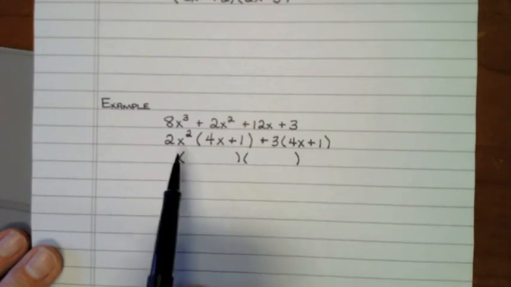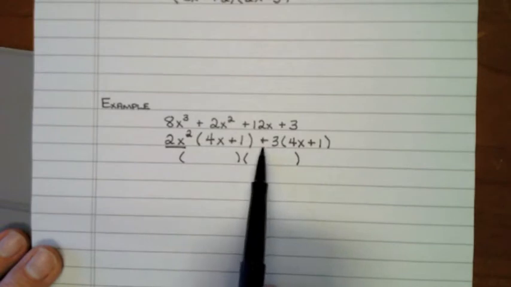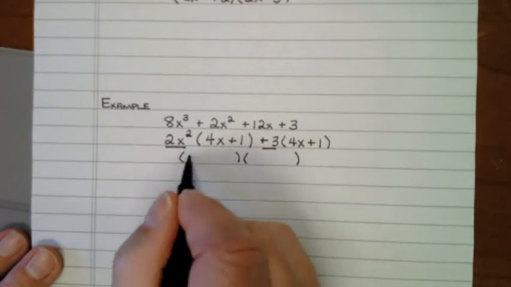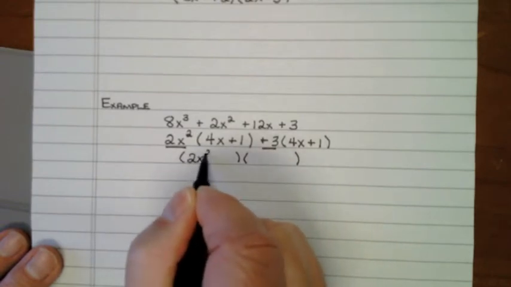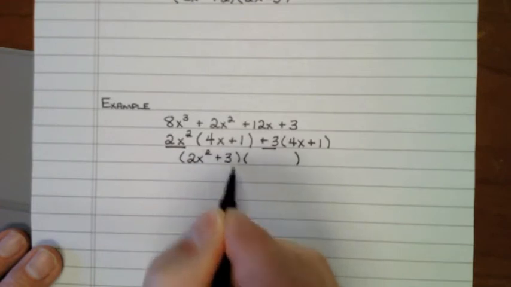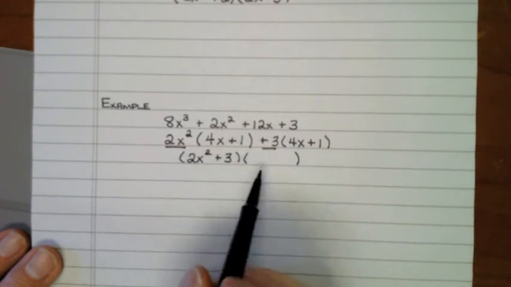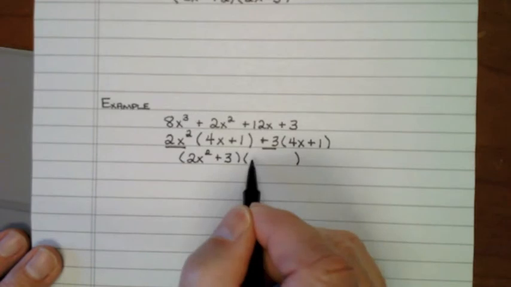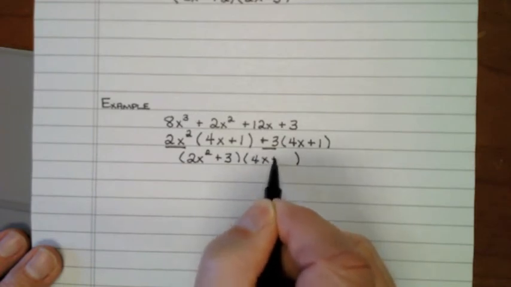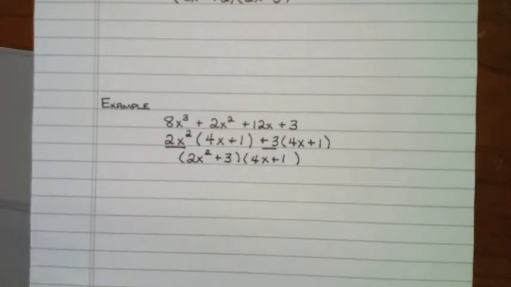In this first set of parentheses, I take what's on the outside out here and put it in this one: 2x squared and positive 3. In the second set of parentheses, I put what's inside the parentheses: 4x plus 1.